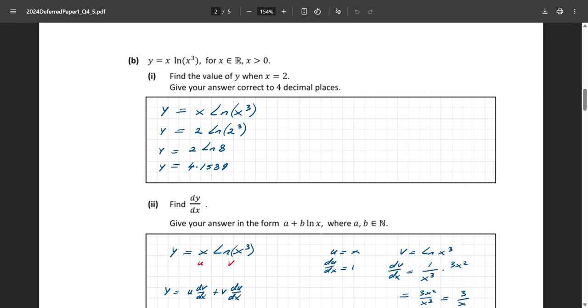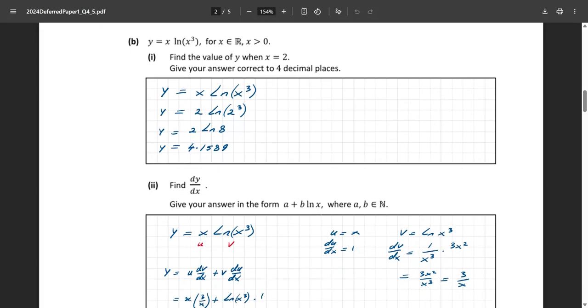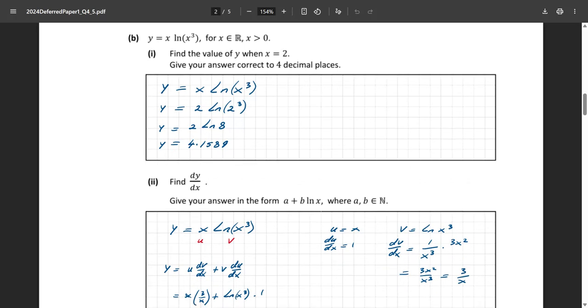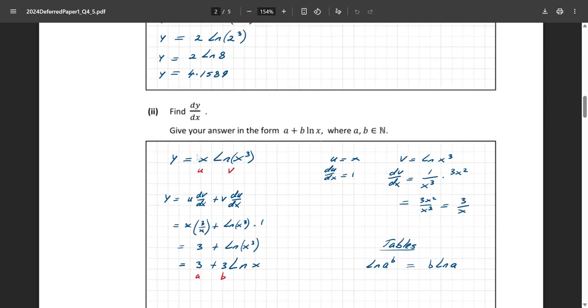The next bit isn't so bad either if you know your differentiation, because we're asked to find the dy/dx of that function right there. Now, the function is x ln x cubed. You have to spot here that it's u by v. It's product rule. You'd be expected to spot that at honours level, that it's something multiplied by something, therefore it's always product rule. And there's no other way to do this. So, you have to spot this on the day.